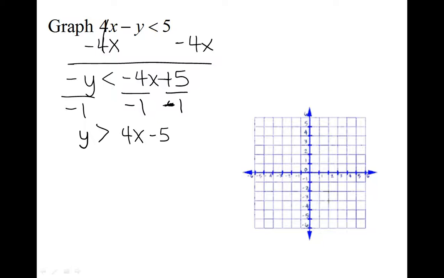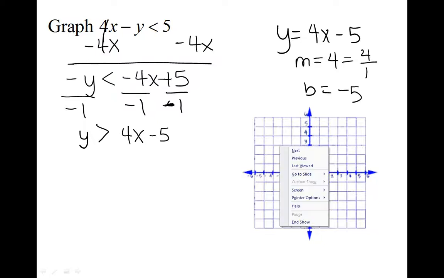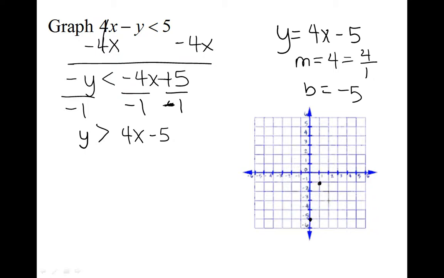Okay, so let's just go ahead and graph the line y equals 4x minus 5. We have a slope of 4, rise 4, run 1. We have a y-intercept of negative 5. So let's go ahead and graph that. Y-intercept negative 5. Alright, now we'll rise 4, 1, 2, 3, 4, run 1. Rise 4, run 1 again. Okay, I'm just going to do the best I can. And oh, I need to have a dotted line.